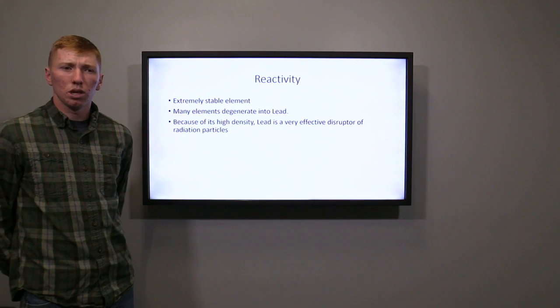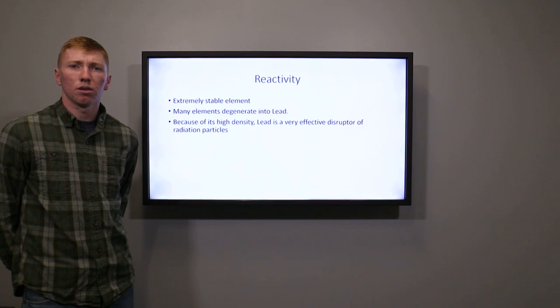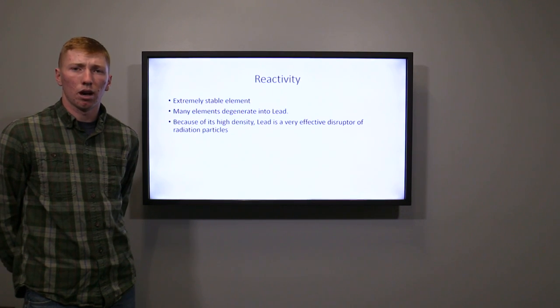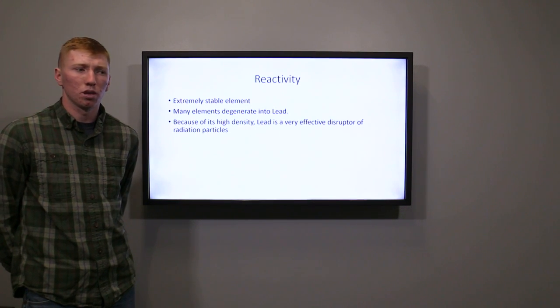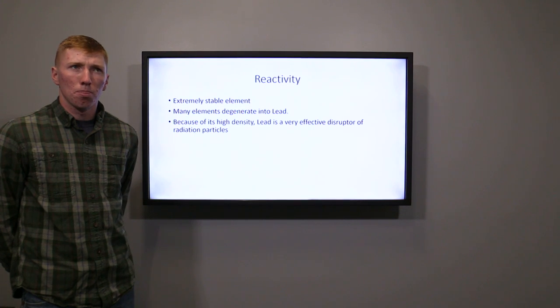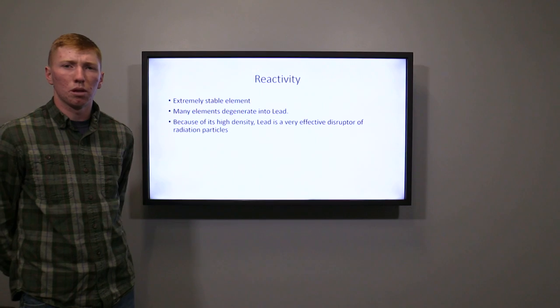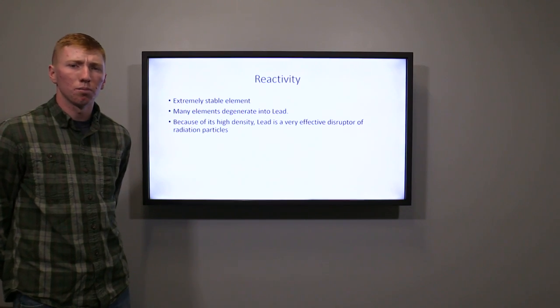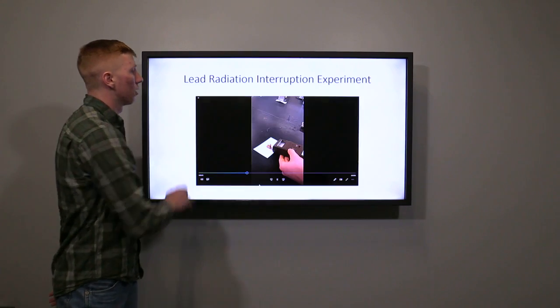and so that may be one of the only extremely interesting characteristics of lead as far as an element that reacts with other particles and with other elements, is that it will actually block many radiation particles, as you can see in this video.